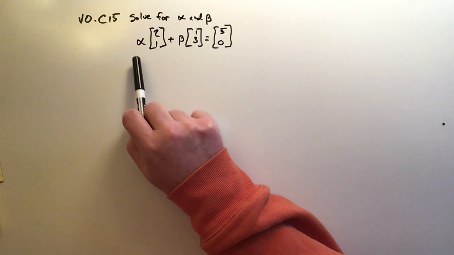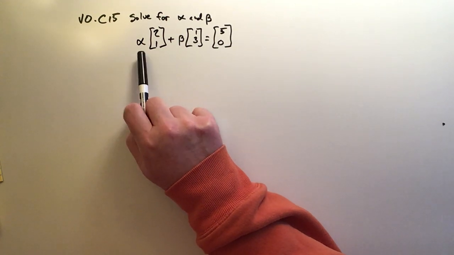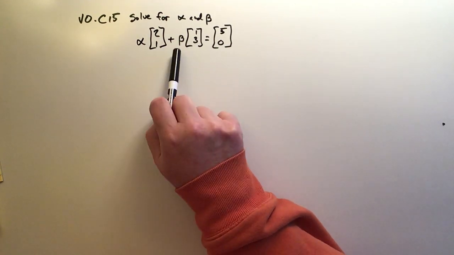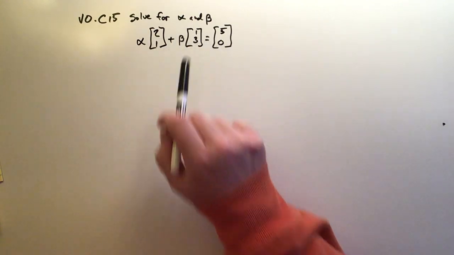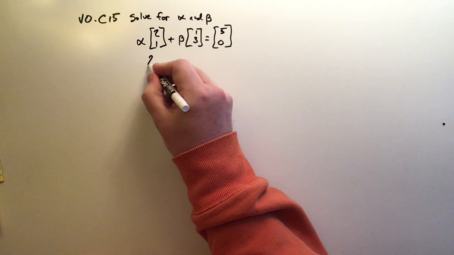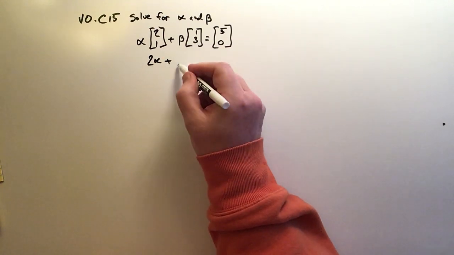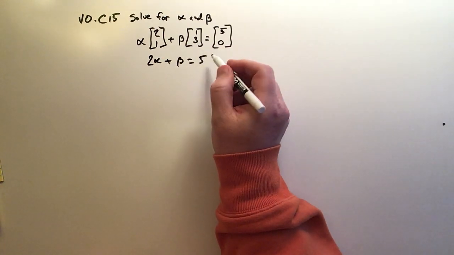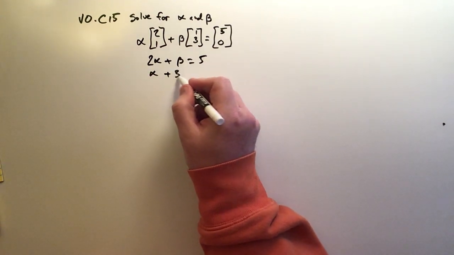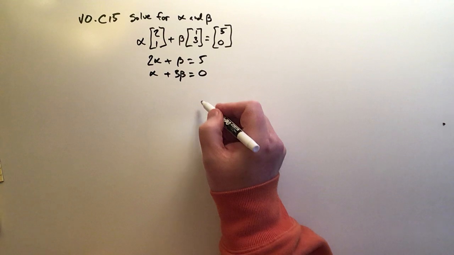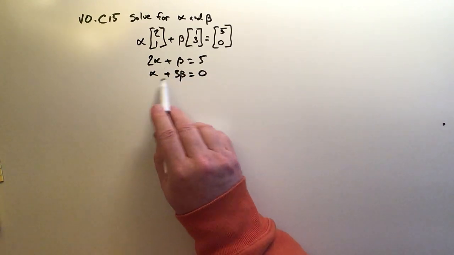And of course, if you recognize this, a scalar times a vector is just that scalar times every element in the vector, and the same here. So in essence, what this means is we have a top row equation, which will read 2 alpha plus beta is equal to 5. And at the same time, we have a bottom row equation, which is alpha plus 3 beta is equal to 0. So it forms a system of two equations with two unknowns.